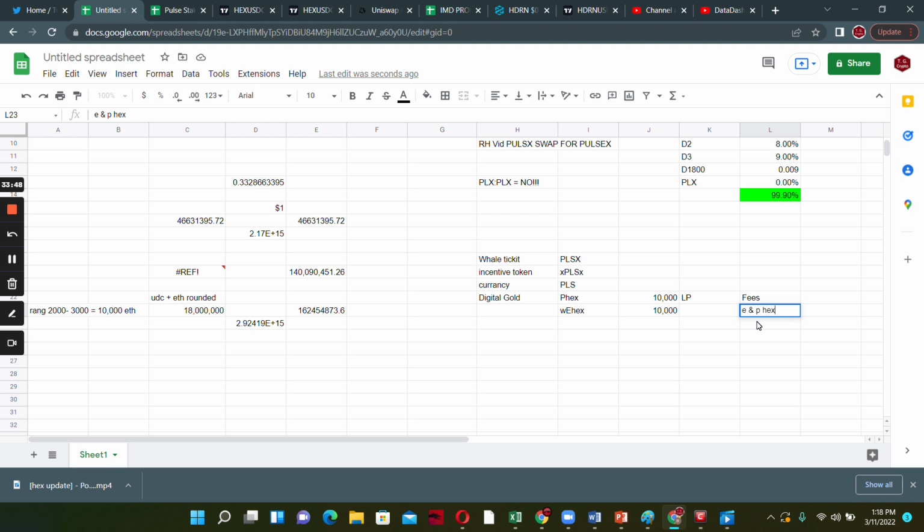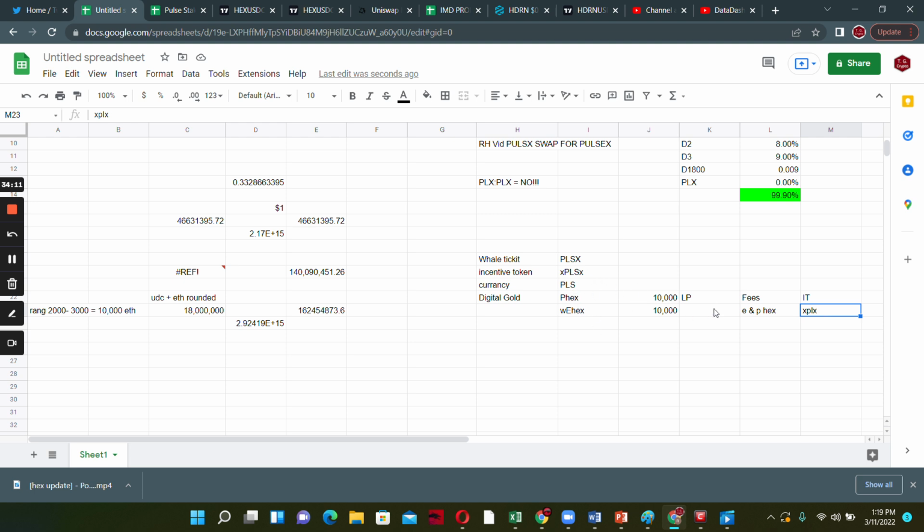That's great. And then we also get the incentive token, IT. Well, the incentive token is XPLSX, which is inflationary. Okay, so we get some fees and we get a token. But the token is inflationary. Why should that be valuable? Well, this is where this gets complicated.